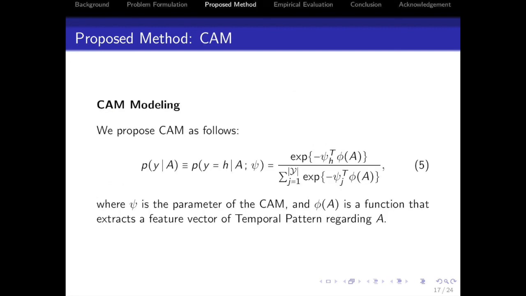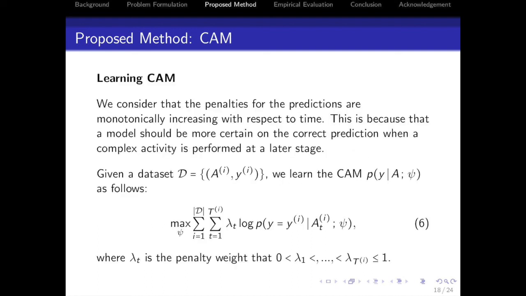We propose the complex activity model, which estimates the probability of a complex activity by a softmax regression model. We extract the temporal pattern from the action sequence as the feature vector for classification. For learning the complex activity model, we assign weights to the prediction probabilities for the maximization, and the weights are monotonically increasing with respect to time. This is because the model should be more certain on the correct prediction when a complex activity is performed at a later stage.